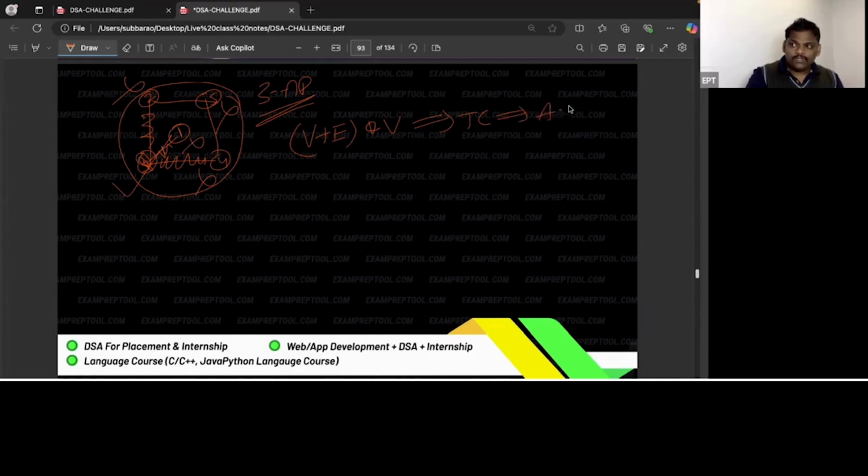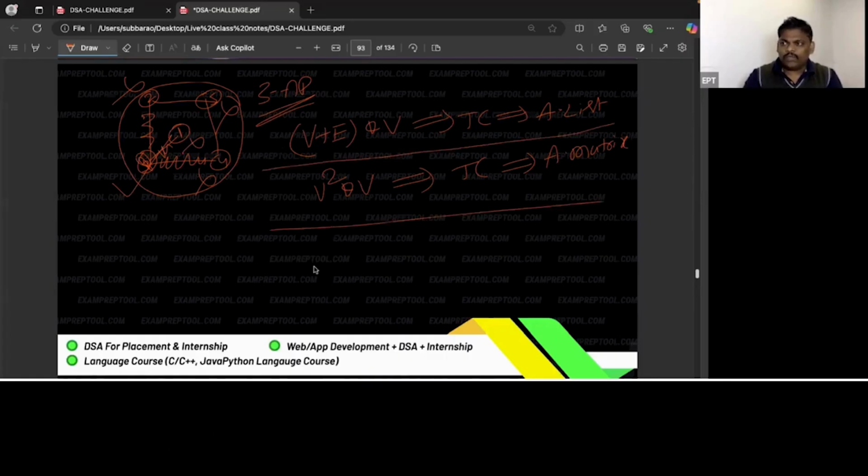This is for an adjacency list. For an adjacency matrix, BFS or DFS takes V square, and since you have to do it V times, that gives the time complexity for the adjacency matrix. Another way of writing the same sentence: V times BFS or V times DFS.